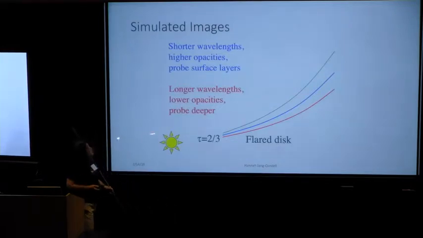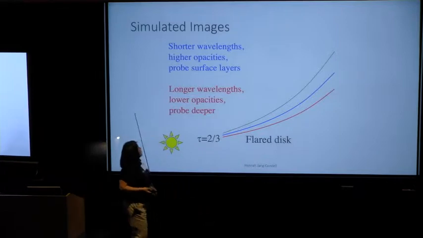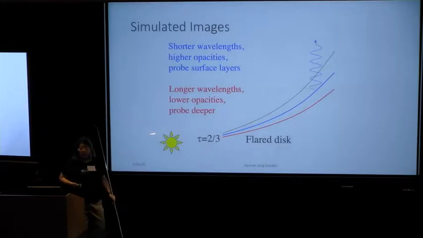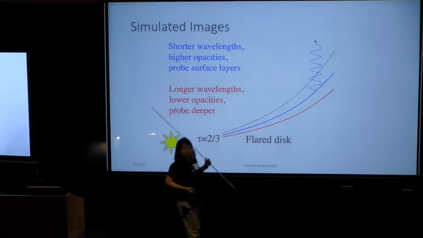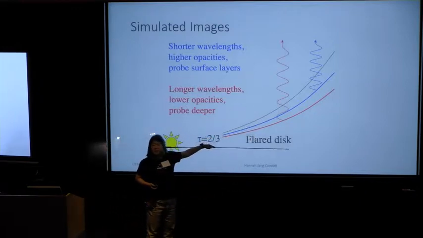And then to keep in mind is that because of the nature of the dust in the disk, at shorter wavelengths, you have higher opacities. And so when you look in optical near-infrared wavelengths, you're only probing the surface of the disk. And when you go to longer wavelengths, you're able to probe deeper into the disk and perhaps even to the midplane of the disk.